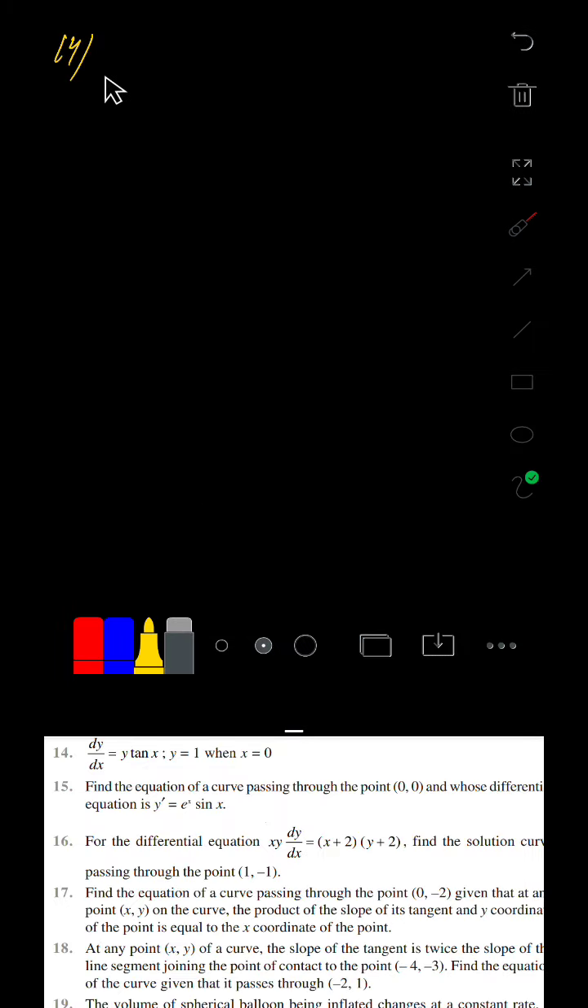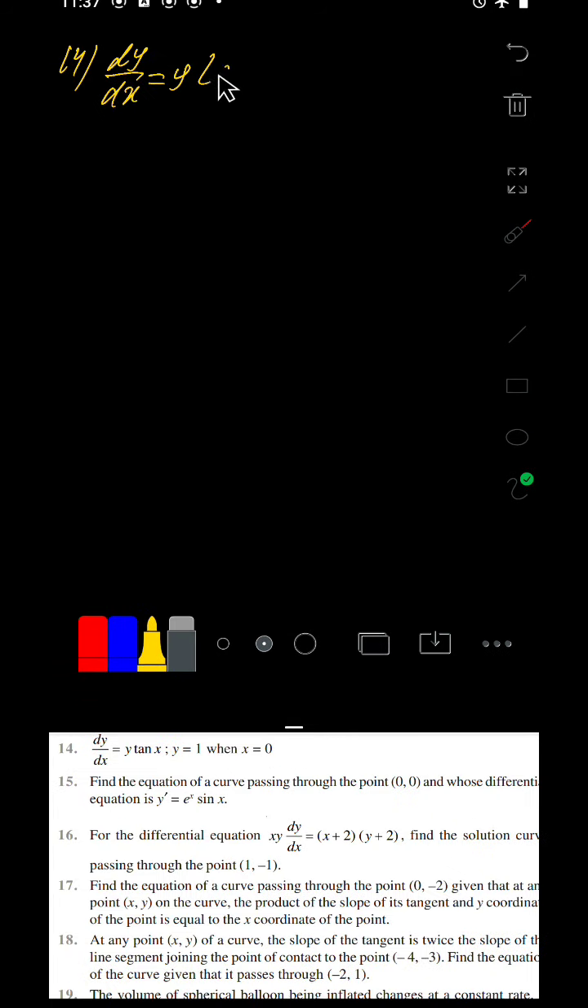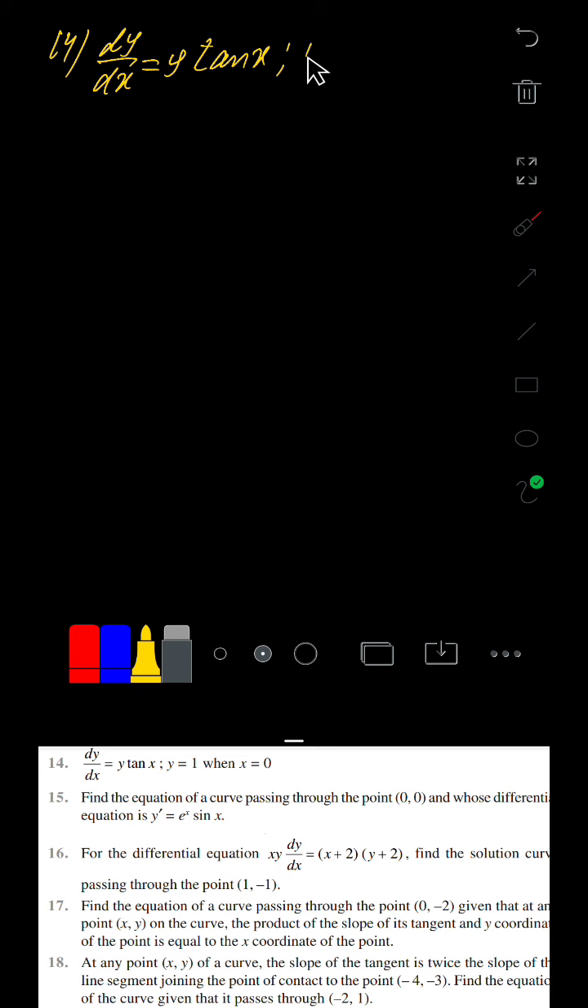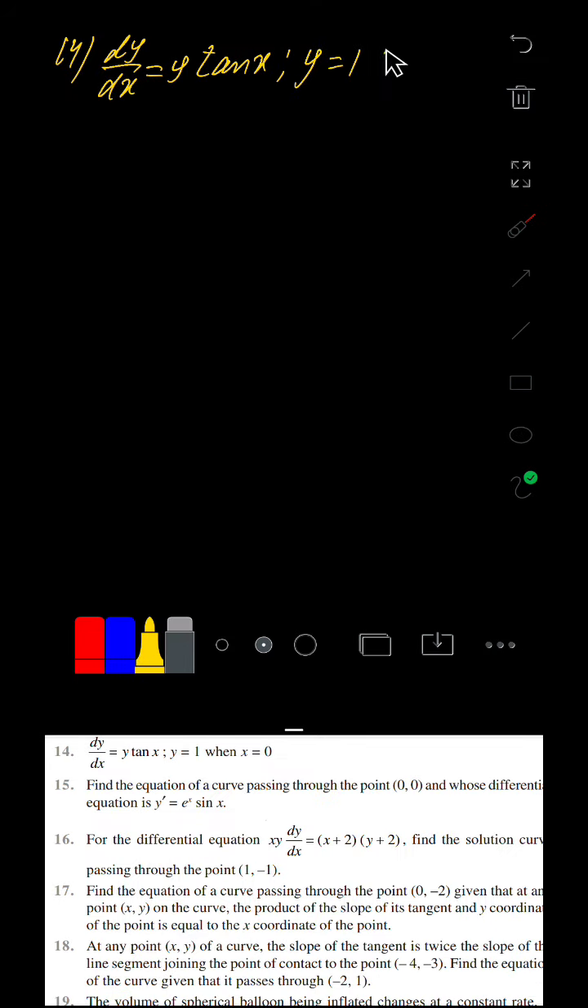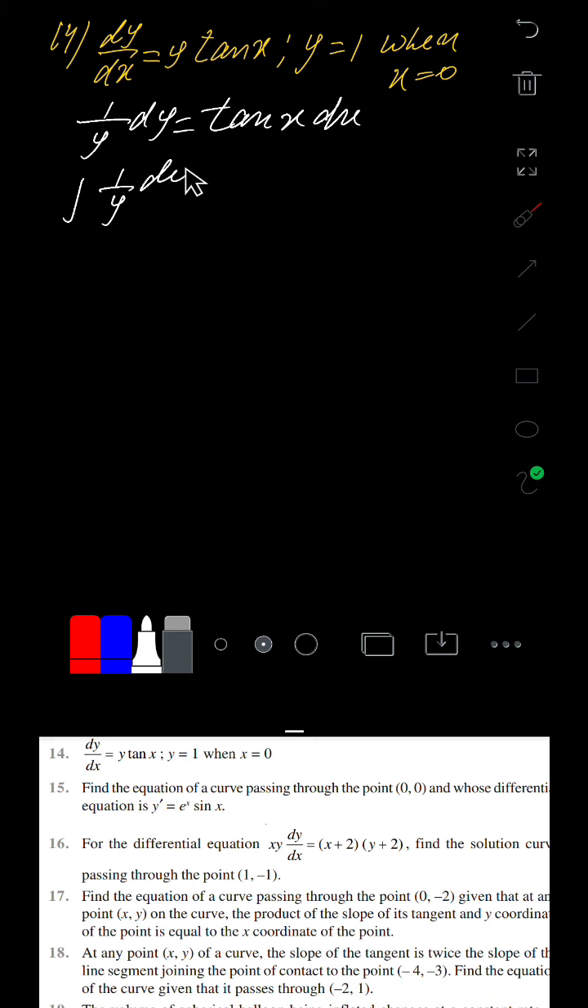Now 14th sum is dy upon dx is equal to y tan x. The given initial value condition is y is equal to 1, x is equal to 0. So now in this equation, transposing y to the left hand side and dx to the right hand side, we may write it as 1 over y dy is equal to tan x dx. Integrating both sides, we get integral 1 over y dy is equal to integral tan x dx.